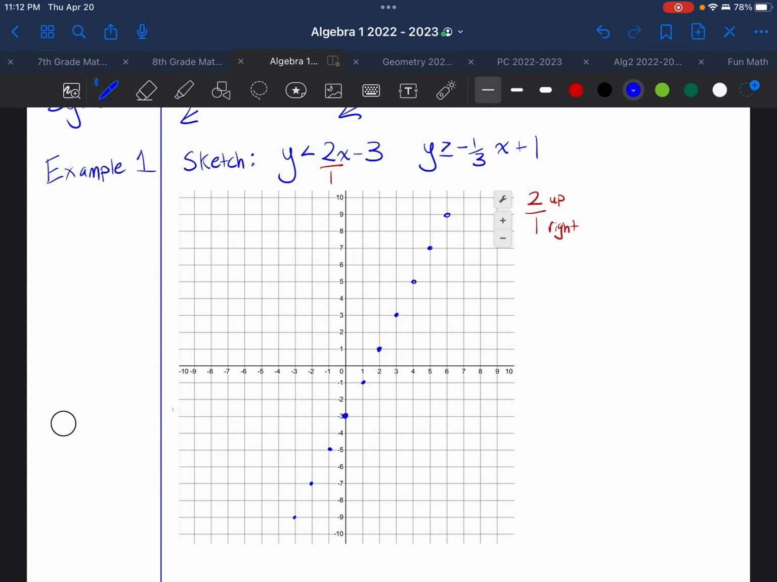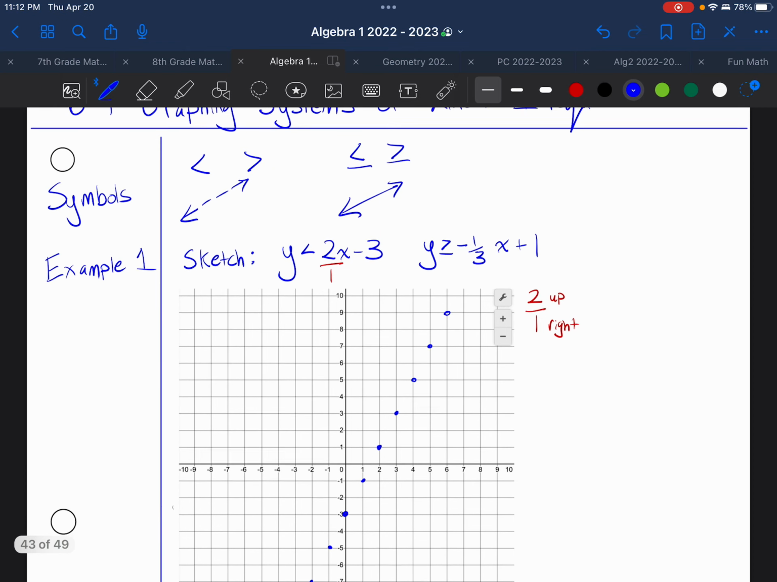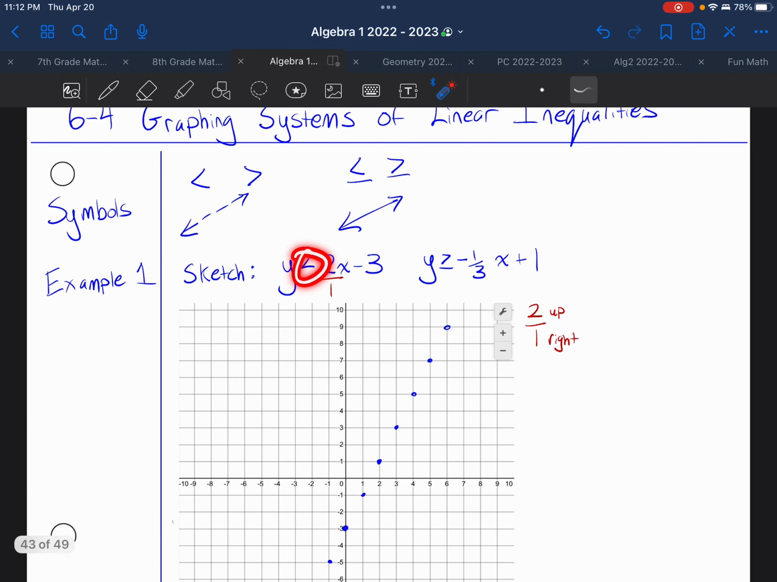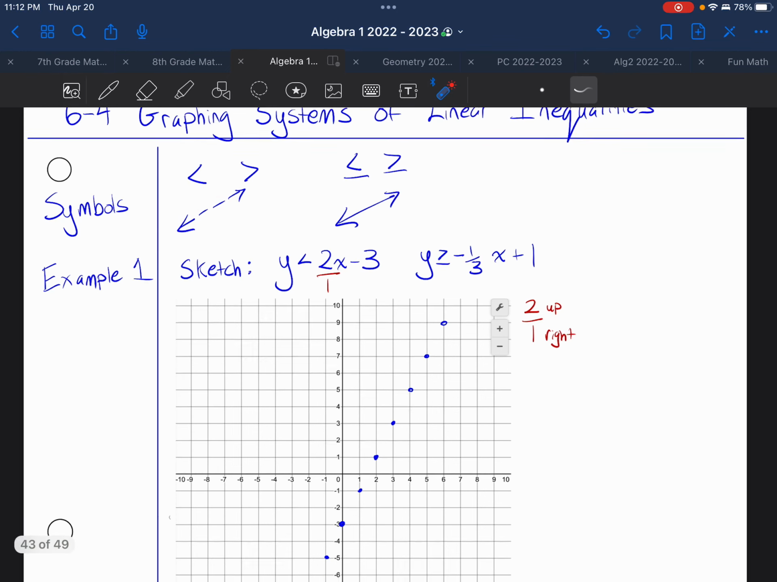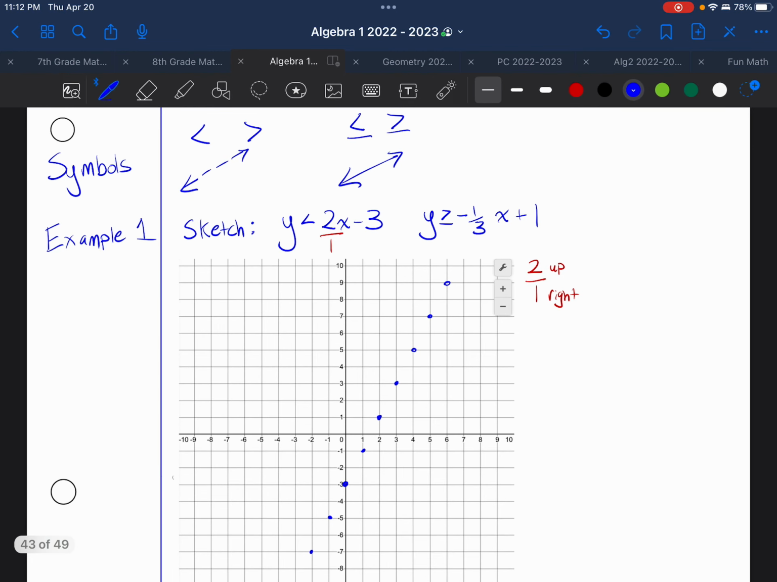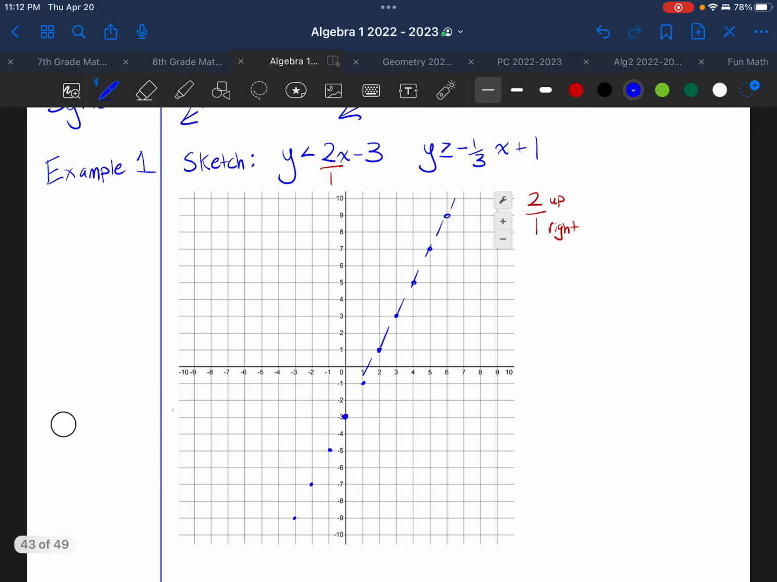Cool. So there's that line, and I'll go ahead and now decide, is it a dashed line or is it a solid line? Check out the symbol. There's no equal to sign, which means you can't be equal to it. And we say when we're not equal to it, it's a dashed line. Dashed line that goes through those points, and it goes forever in that direction and forever in that direction.